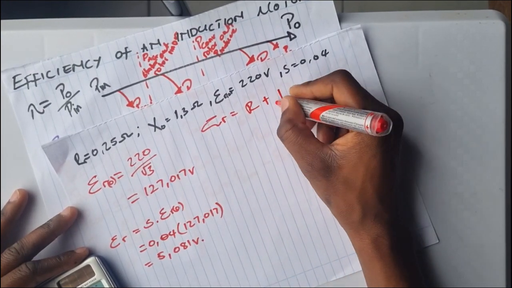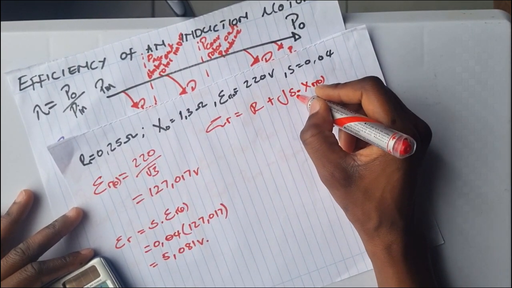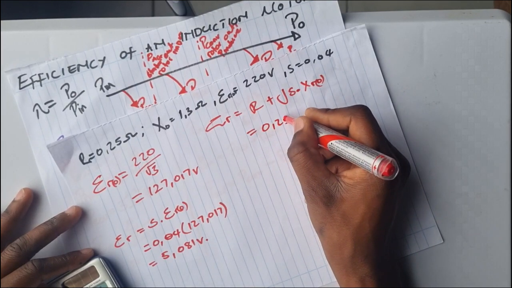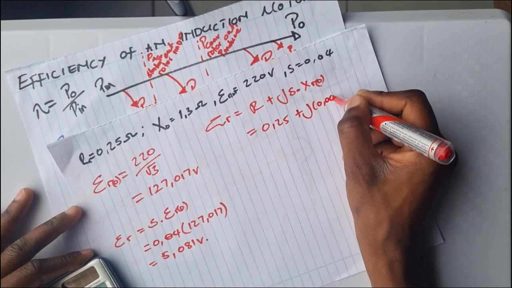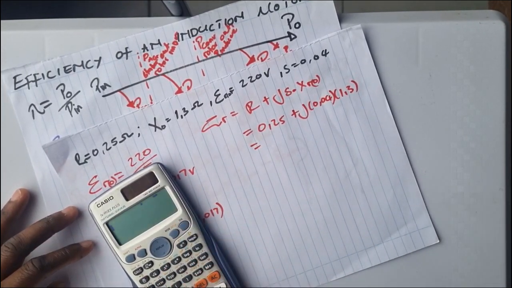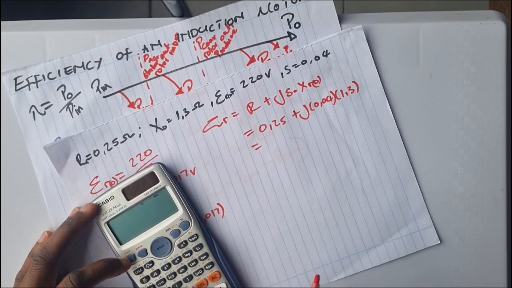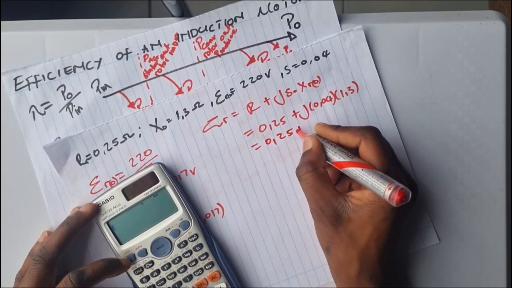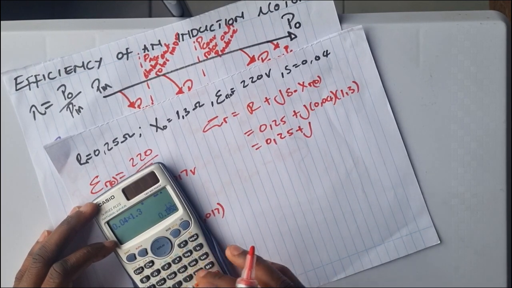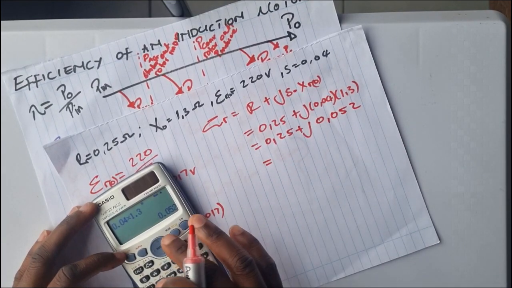Similarly for the impedance, when we want to calculate ZR when the rotor is moving, it's R plus jS X R0. Remember, guys, to put in the slip when you're calculating the reactance of the motor. So R is 0.25 plus j times 0.04 times X0, which is 1.3, giving 0.25 plus j0.052. Let's convert this to polar.